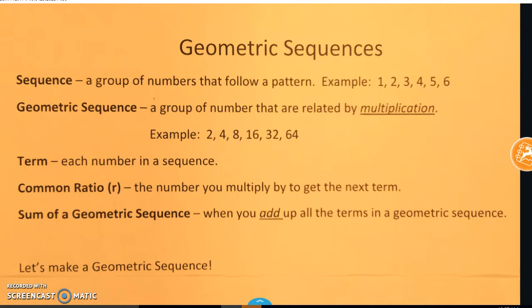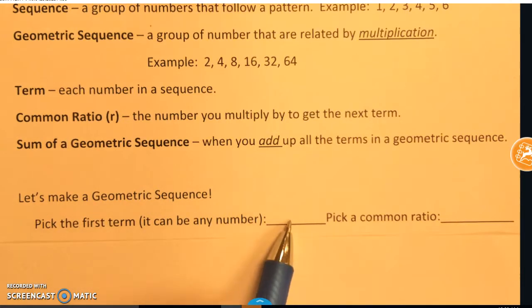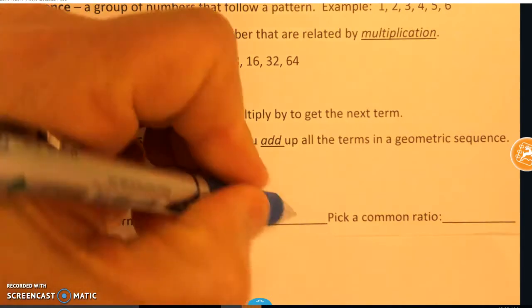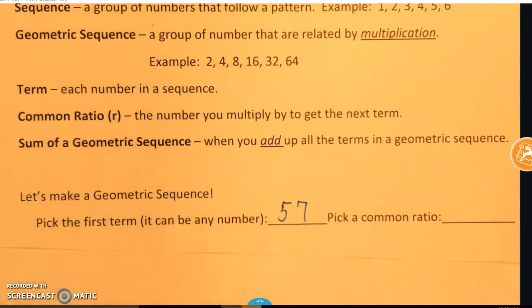Now, let's go ahead and make a geometric sequence. First, pick a number. It can be any number. Write it down here. Now, I'm going to use the number 57. Now, pick a common ratio. Make sure you don't pick the common ratio of the person next to you. Everybody should have a unique number. My common ratio, and I would keep the common ratio between 1 and 10, but you can use any number you want, I'm going to use 2. I don't want you to use 2 because I used 2.